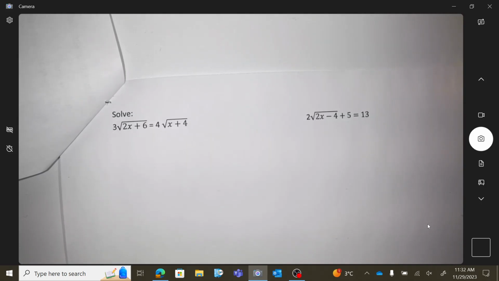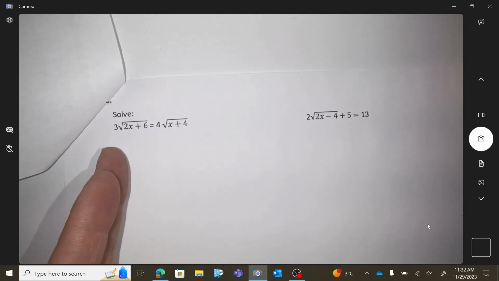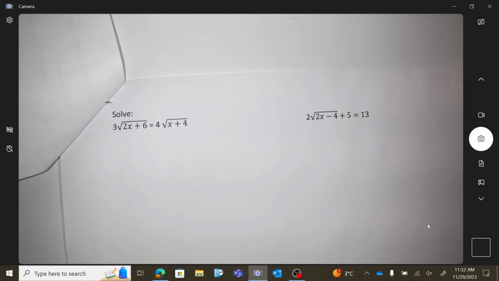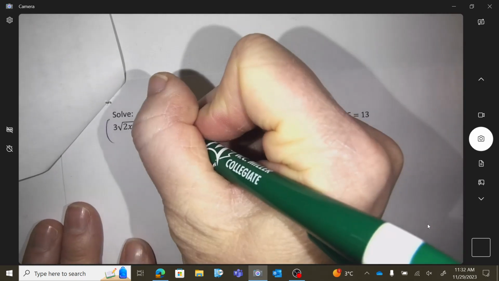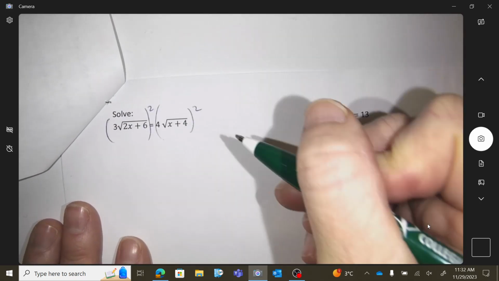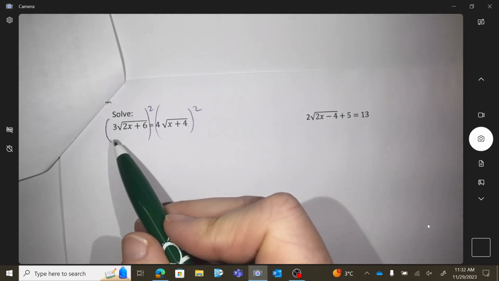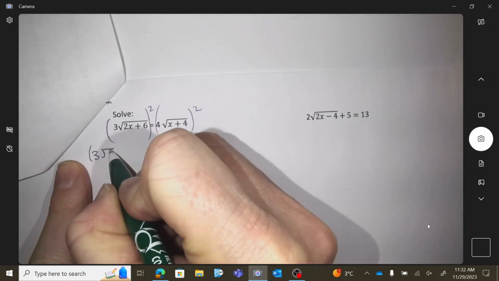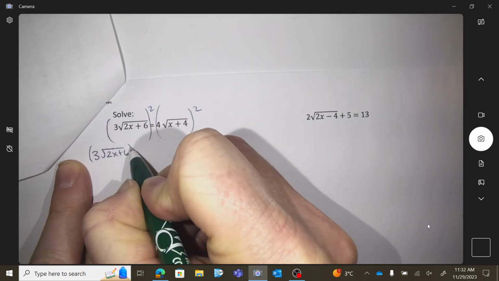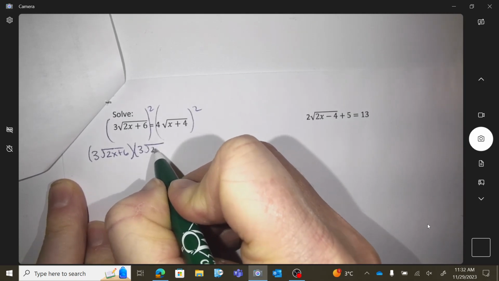Okay, solving equations. So on this first example, I'm going to want to square right away. I'm going to square right away. Okay, so remember what you're doing here. I'm going to write it the long way. You don't need to, but I just want you to remember what you're doing.